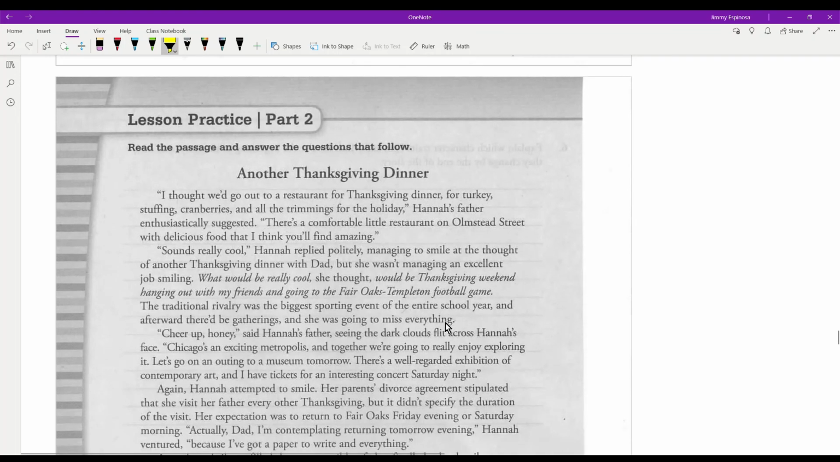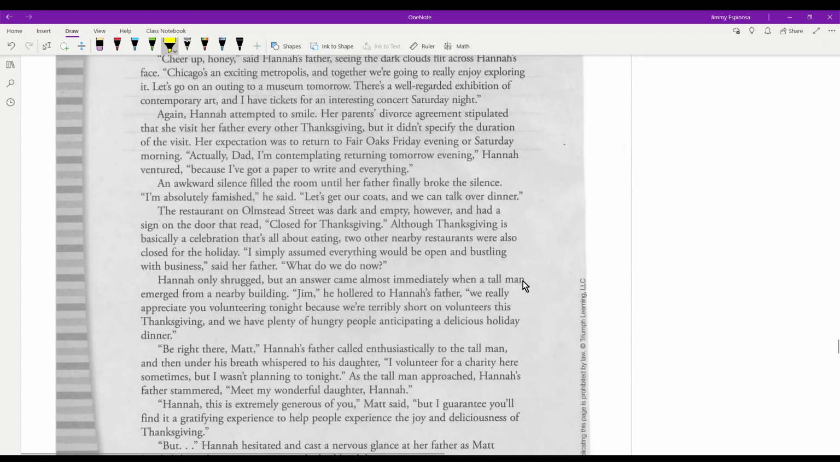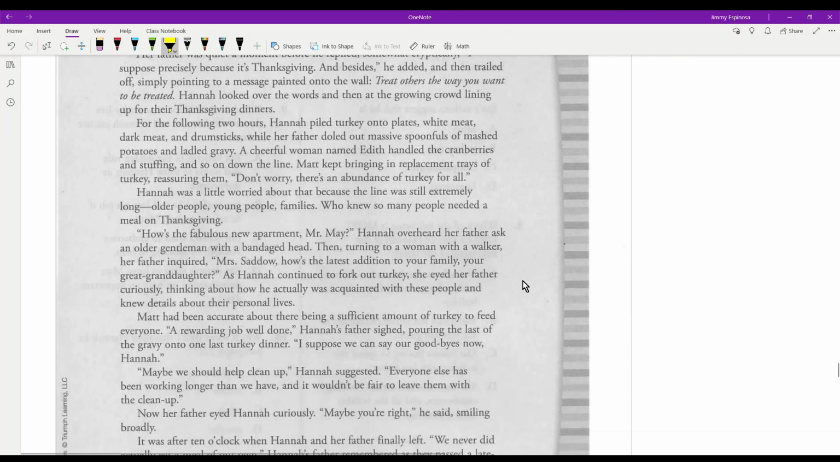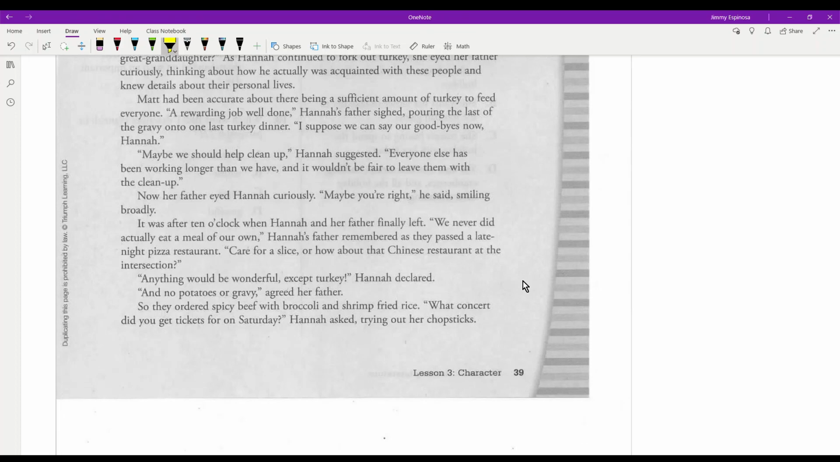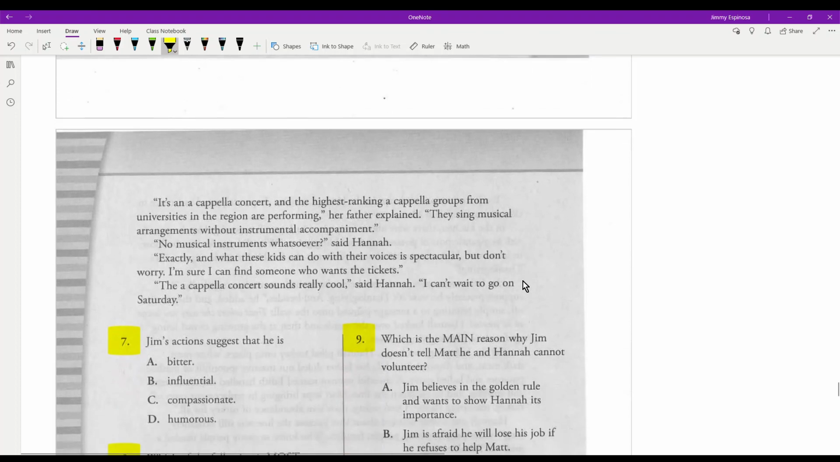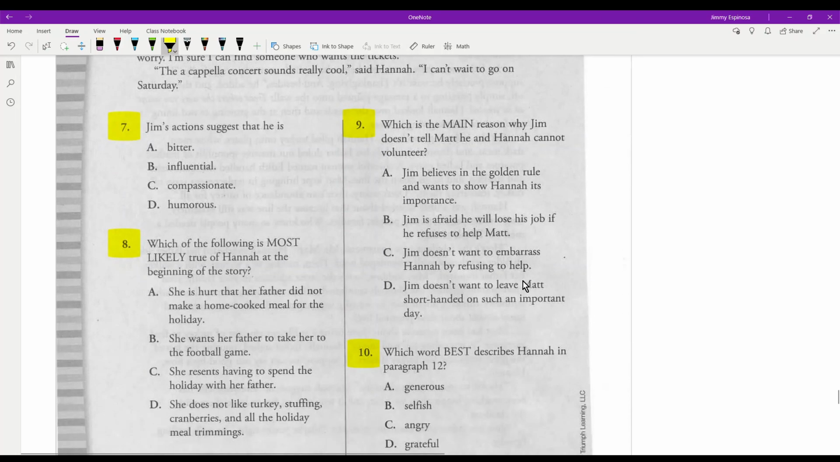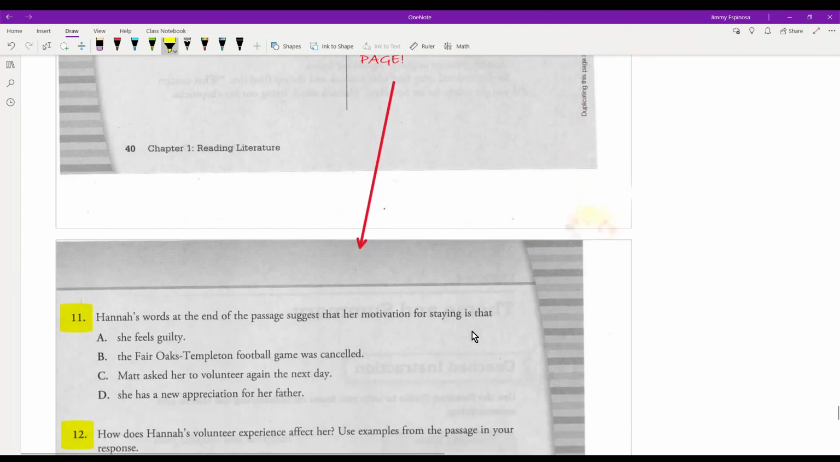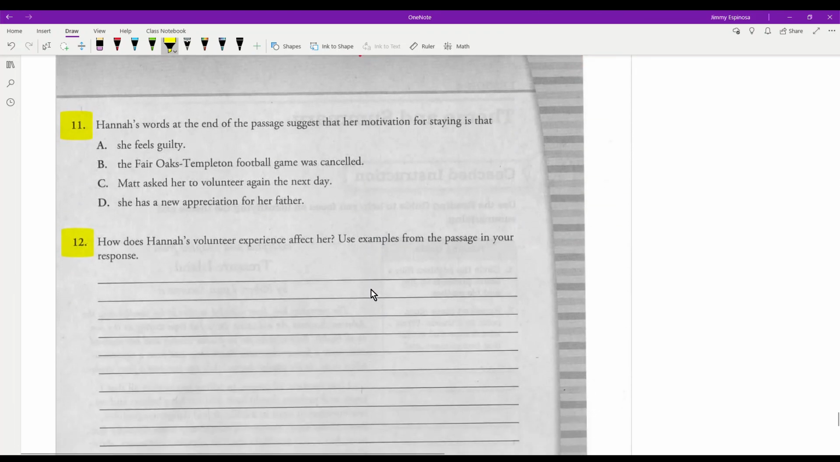The next passage, lesson practice part 2. It's called Another Thanksgiving Dinner. There is no reading guide here. You'll just go ahead and read all the way through it. And just think about the same thing, dramatic irony, how a character changes, their character motivations. And then you're going to be answering these questions here. So we have questions 7, 8, 9, 10. Again, don't forget the next page. Number 11, and then finally number 12.